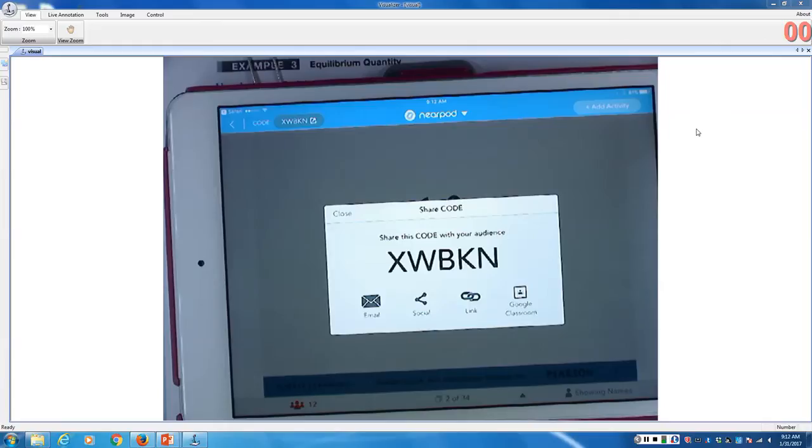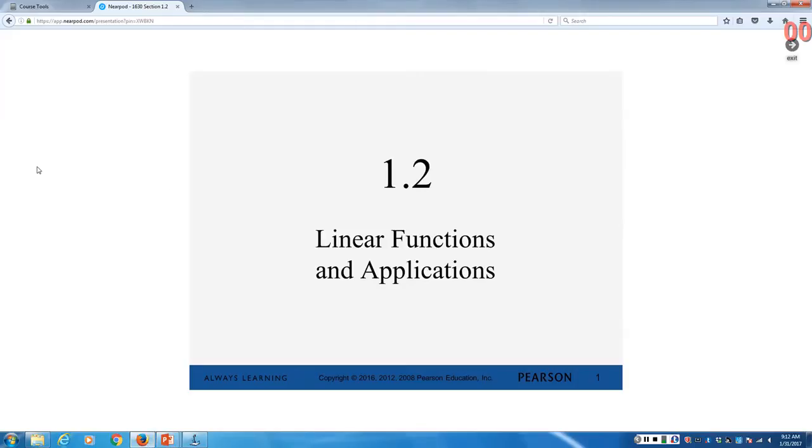Okay, is everybody at Nearpod and using this code? So I'm signed in, and you're sitting, or should be, where I am when you get into the lesson.